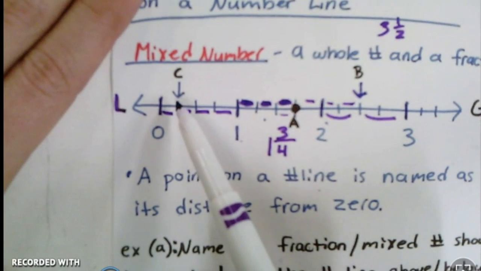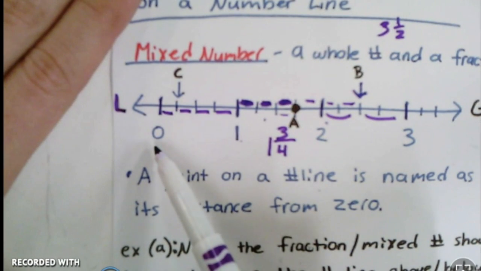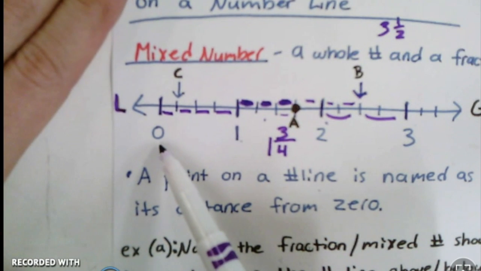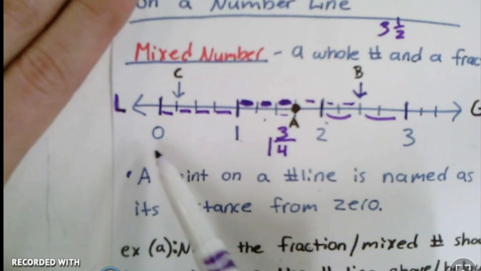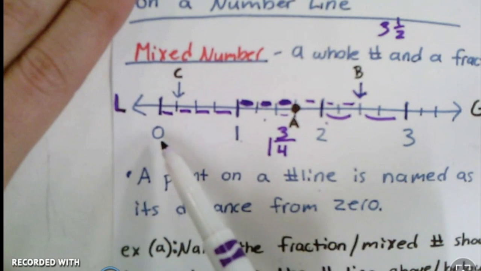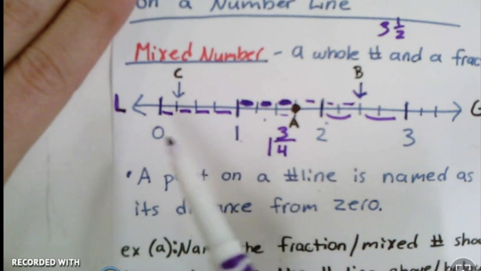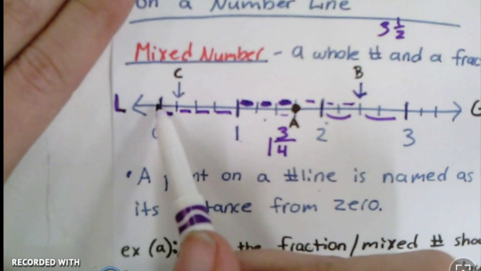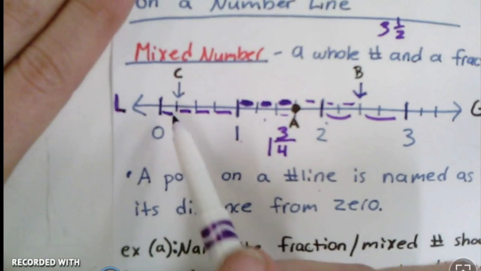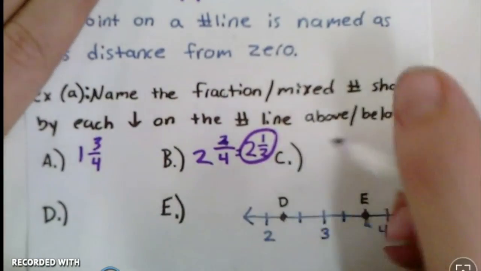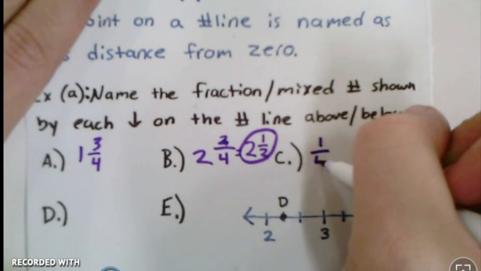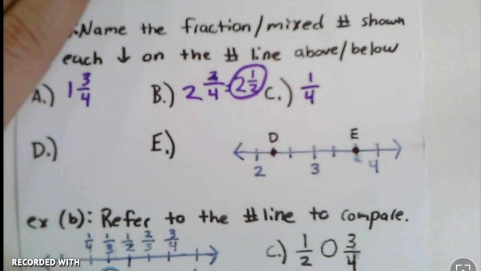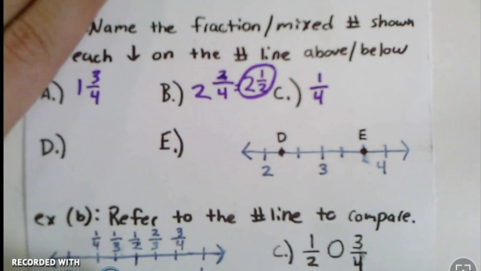So point C is a little tricky because the number right before C is a 0. So I don't even need to write that. This isn't going to be a mixed number. It's just a fraction. It didn't even get to a whole number yet. So we're just going to write the fraction part of this number. So we already figured out there's 1, 2, 3, 4 parts. And C is 1 full part away from 0. And so I'm going to write that fraction as 1/4.